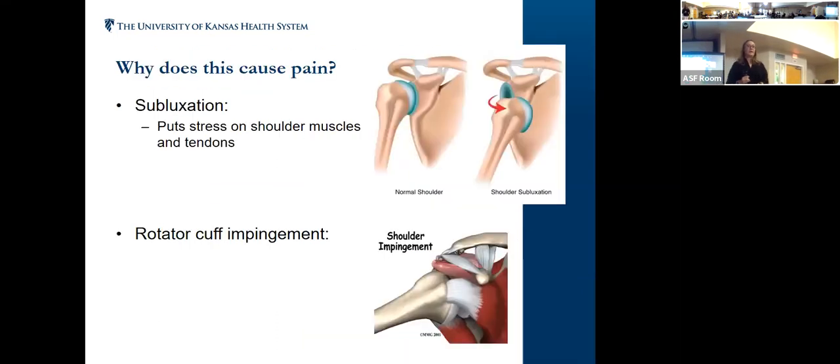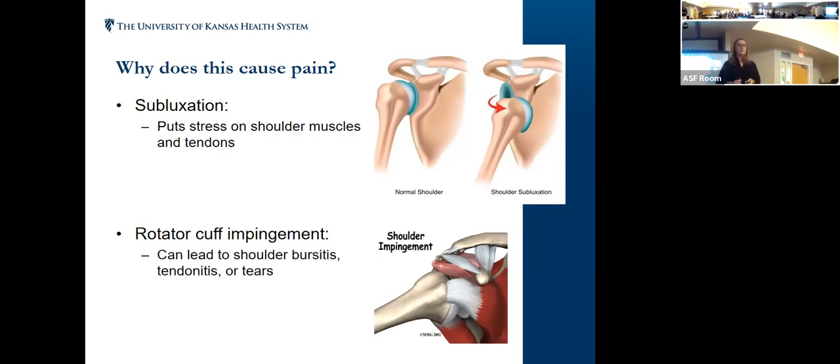So why does this cause pain? So again, subluxation is the medical term for the arm pulling out of the joint and hanging down below where it should be. And so what this does over time is it puts stress on the shoulder muscles and the tendons. And so it can lead to what we call rotator cuff impingement, so that when you lift your arm up, that rotator cuff muscle is getting pinched. And over time, this can lead to bursitis and tendonitis and rotator cuff tears. So if you don't take care of it, it'll probably get worse over time. So really important if you're having shoulder pain to get it addressed early so that you can get to the root of it before you rip up your rotator cuff.